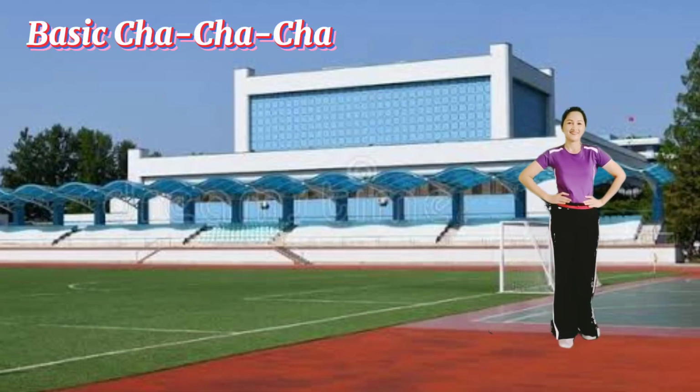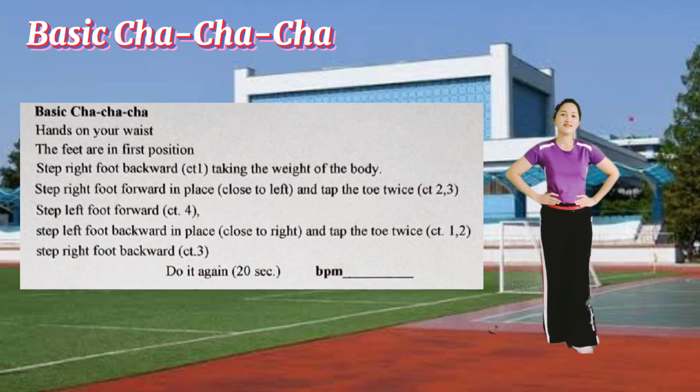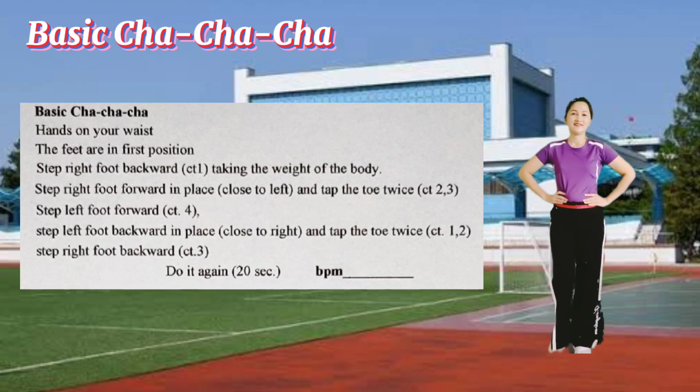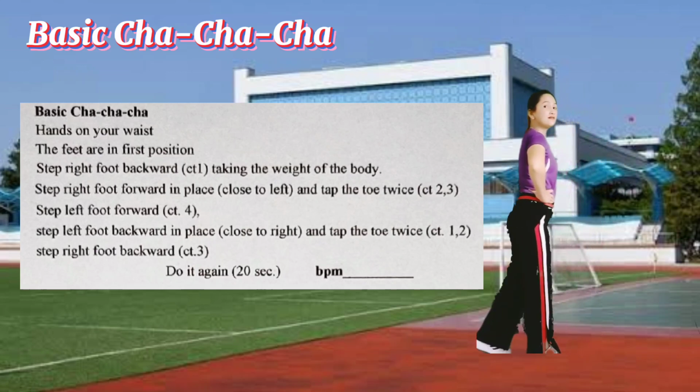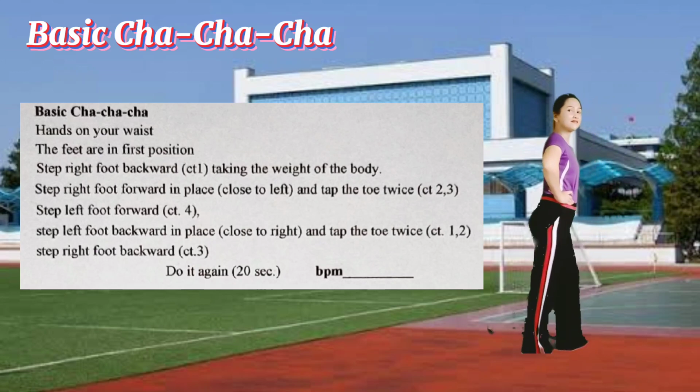Basic cha-cha-cha. Hands on your waist. The feet are in first position. Step right foot backward, count 1, taking the weight of the body. Step right foot forward in place, close to left, and tap the toe twice, count 2 and 3. Step left foot forward, count 4.